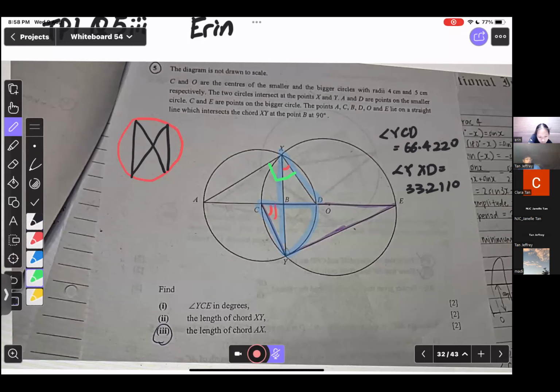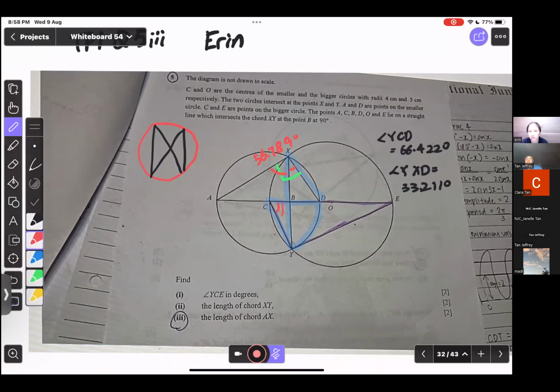Fair enough. So therefore, this angle would be 90 minus this angle, which would be 56.789. Not very fair. It's more than 2 marks for sure. Something is wrong with this one. It should be 4 or 5 marks. This is also 90 degrees.